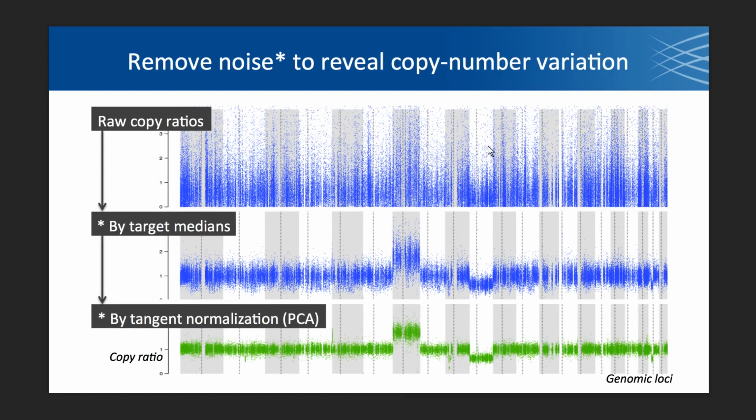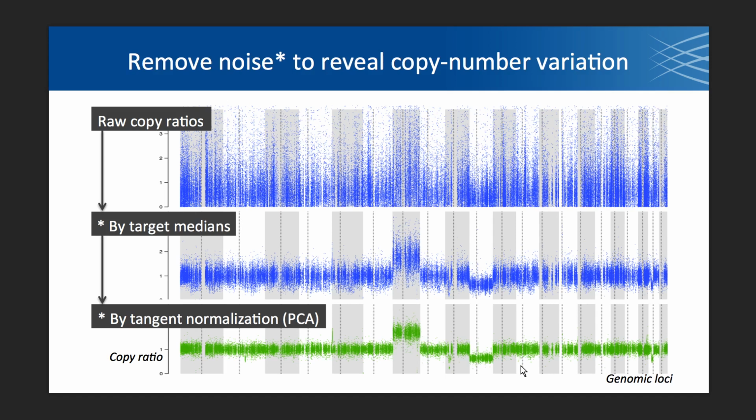And here I'm showing the results of running those steps. Here we have our raw copy ratios, and we remove noise by target medians. We normalize by target medians. We see some events appearing, and then we normalize against the principal components by tangent, and we see even more resolution of events. And here the x-axes correspond to genomic loci, and the y to copy ratio, where each dot represents a target. And you can see this fuzzy caterpillar has become slim and has resolved events.